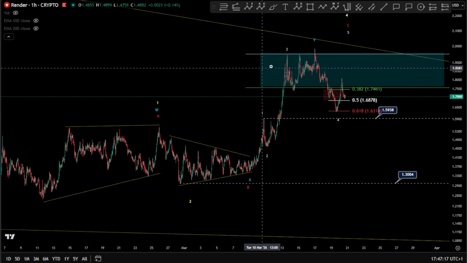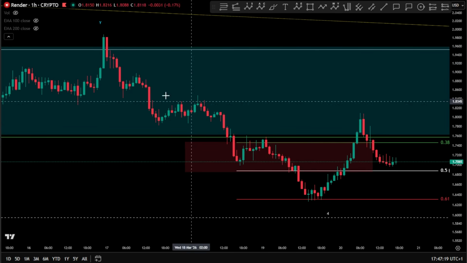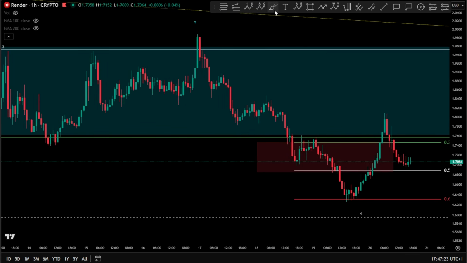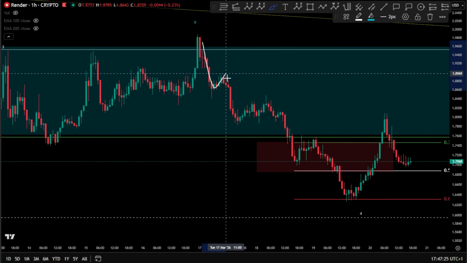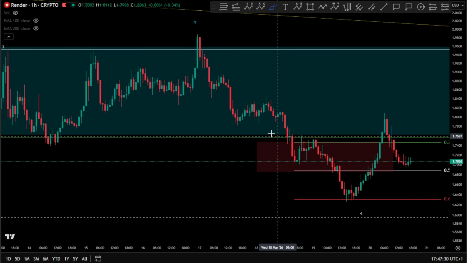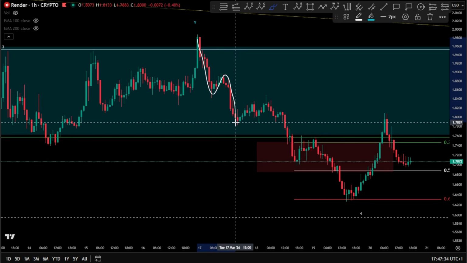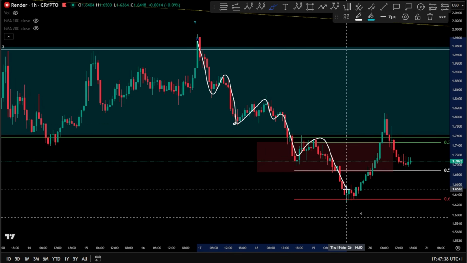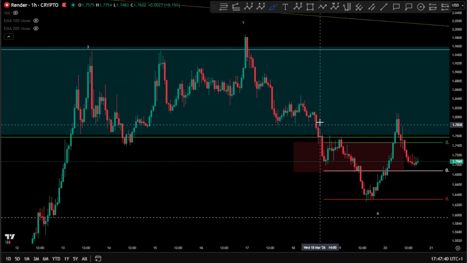If we dive a little bit inside this structure here, the impulse 1, 2, 1, 2, 3, 4, and a 5, you might see that this might be even a potential A, B, and a C, right? 1, 2, 3, 4, and a 5. However, what I doubted here is also a potential A, and then B, and then of course having wave C downward, but I doubt it a little bit.